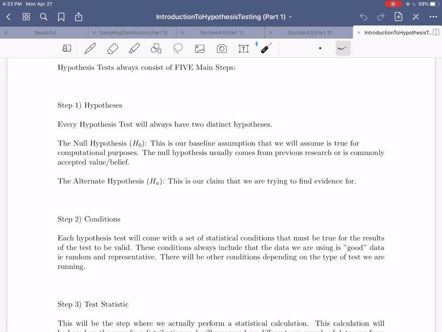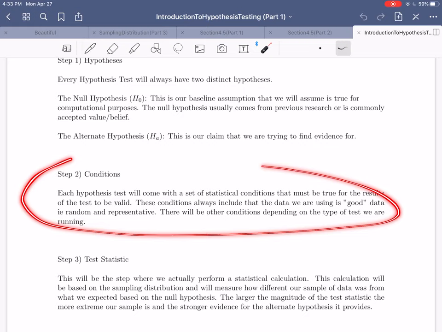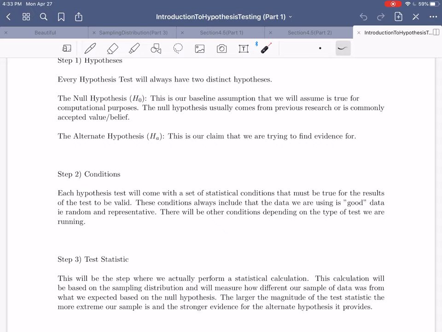Okay, the second step of every hypothesis test is a set of statistical conditions. Each hypothesis test will come with its own set of statistical conditions that must be true for the results of the test to be valid. What that means is if those conditions aren't met, it doesn't matter computationally what the test says, those results just simply are not valid. So every time we do a hypothesis test, there will always be a moment where we have to check these conditions to know that the results of our test are valid.